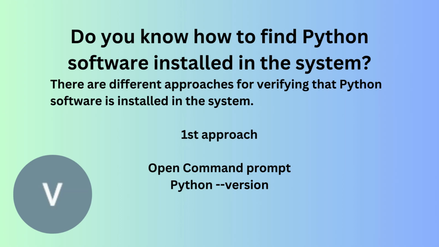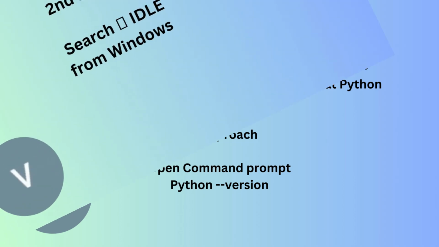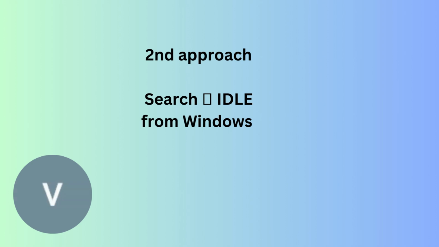Open command prompt and type python space hyphen hyphen version. If you give this command, you can see which version you are using. The second approach is to go to search and type IDLE. Under the search you can see IDLE also.